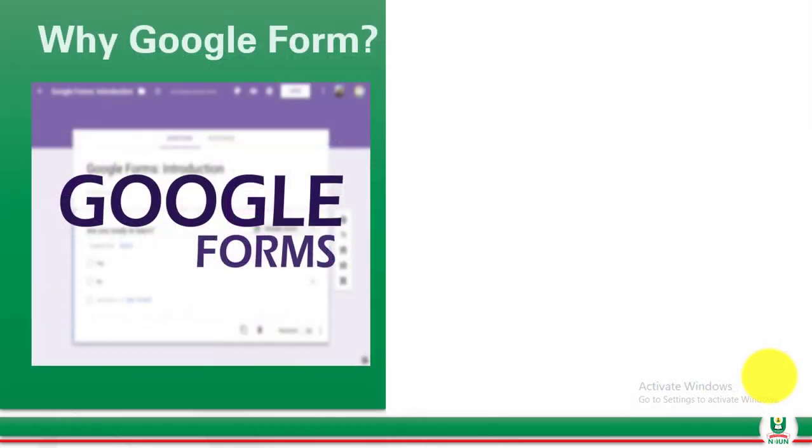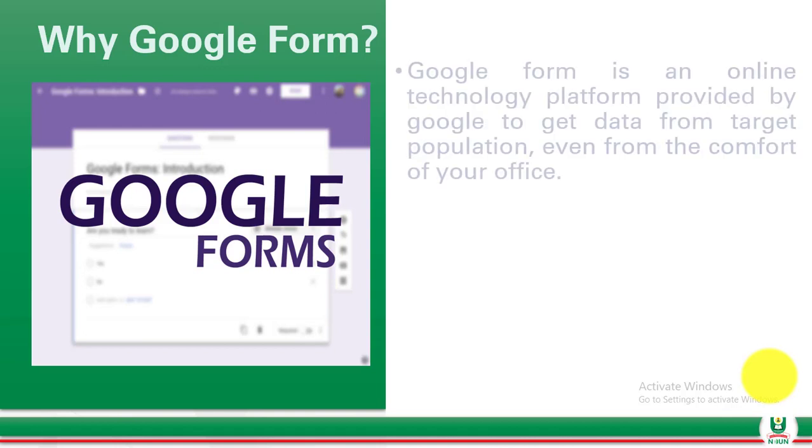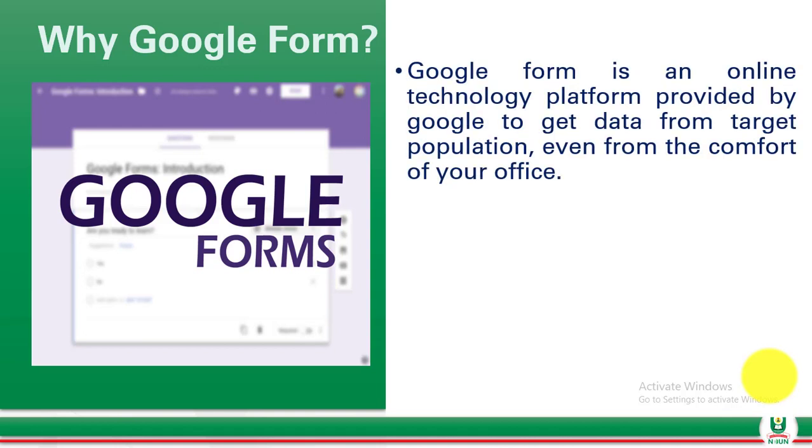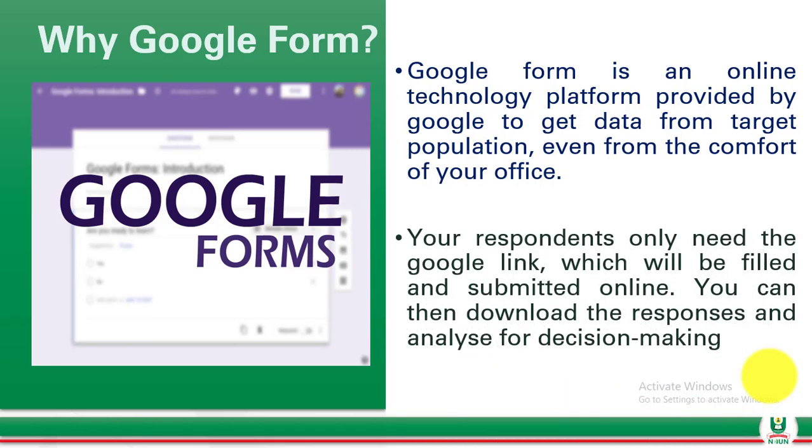So, as a stakeholder in management information systems, you need to acquire competencies on how to use technology to reach many participants and generate data from a distance. Google Form allows you to do this effectively. Google Form is an online technology platform provided by Google to get data from a target population even from the comfort of your office. Your respondents only need the Google link, which will be filled and submitted online. Then at your own end, you can download the responses and analyze the data for decision making.